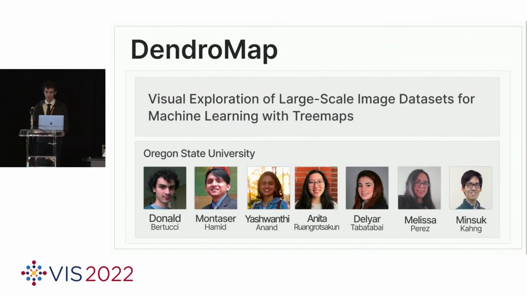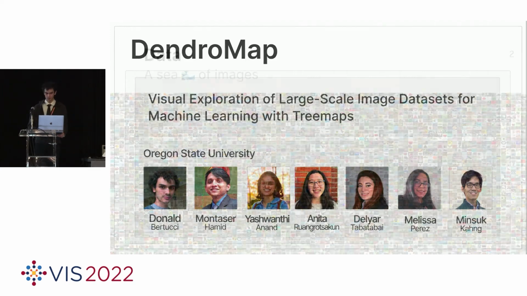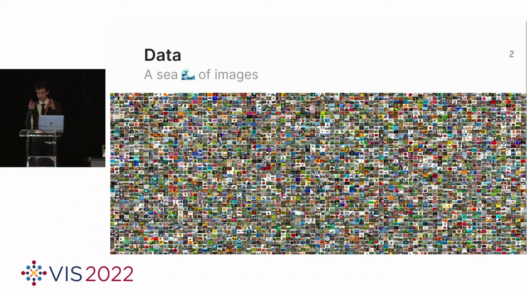Okay, so my name is Donnie Bertucci, full name Donald Bertucci. I'm an undergraduate student at Oregon State University, and I will be presenting DendroMap. Let's start with a little bit of a mind meld here, and suppose we have just this sea of images, this random structure of images. We have no extra metadata to slice this. Where are you going to really start to understand these images?